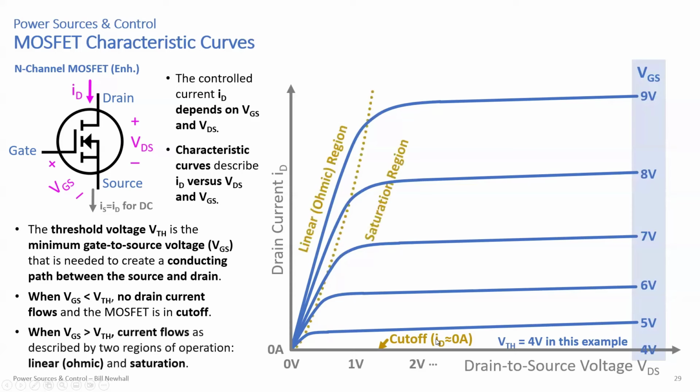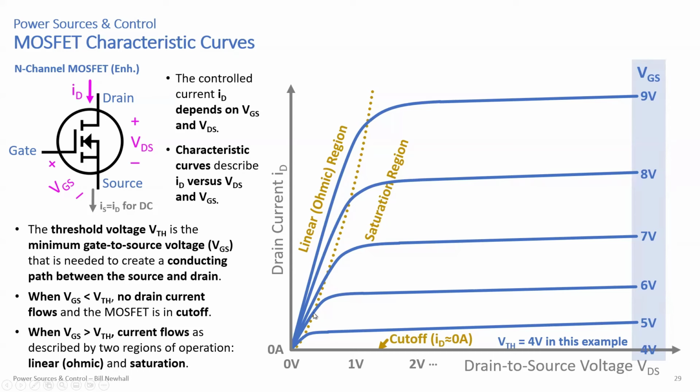Okay, and when you increase the gate to source voltage above the threshold voltage, current flows. And the way that current flows is described by two regions of operation, either the linear region, also called the ohmic region, or the saturation region. Okay, so you see those here.